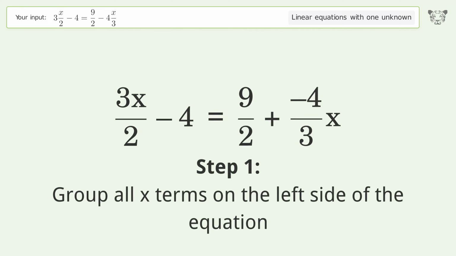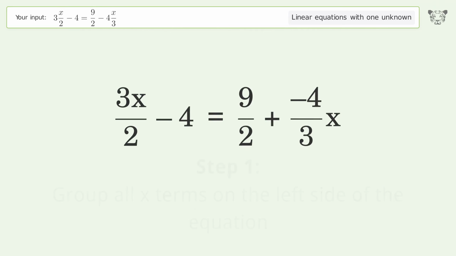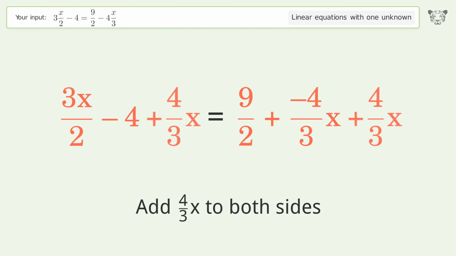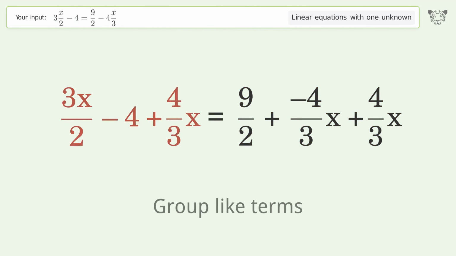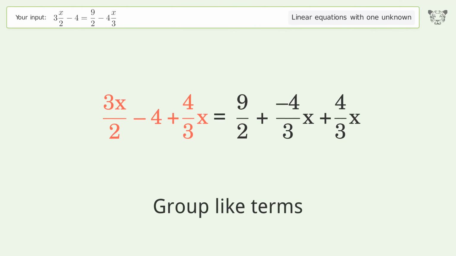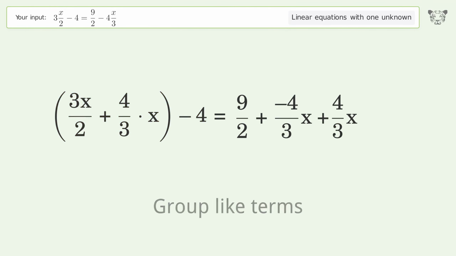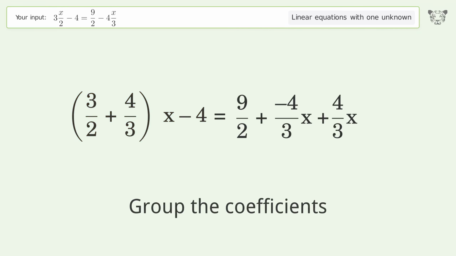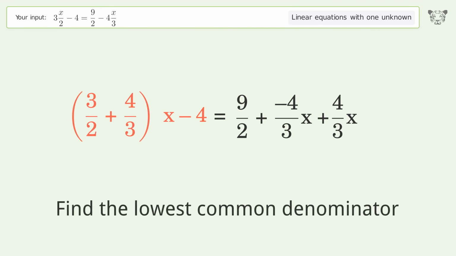Group all x terms on the left side of the equation. Add 4 over 3x to both sides. Group like terms. Group the coefficients. Find the lowest common denominator.